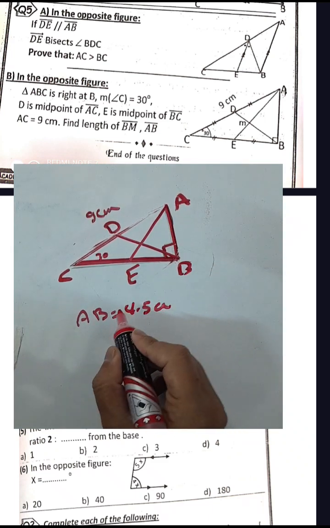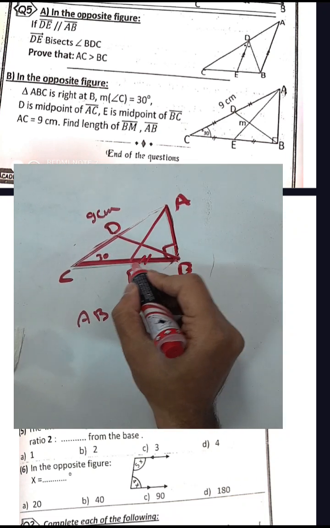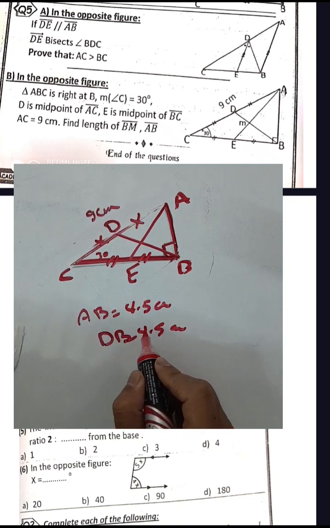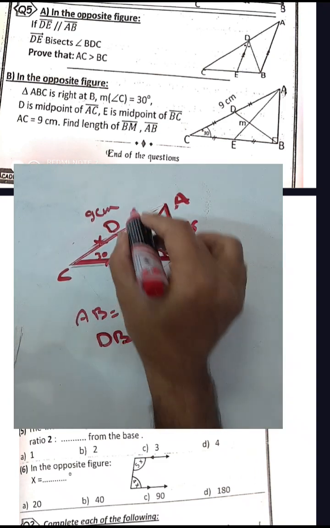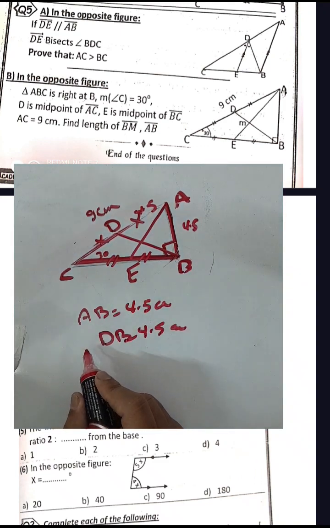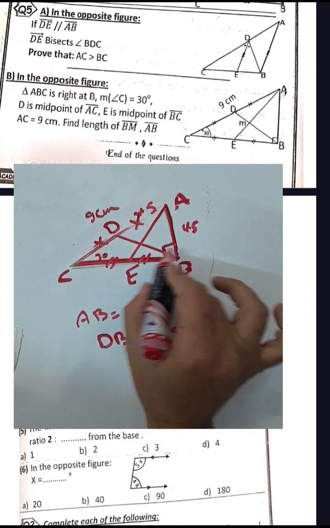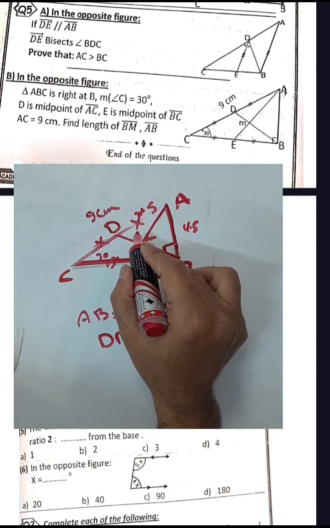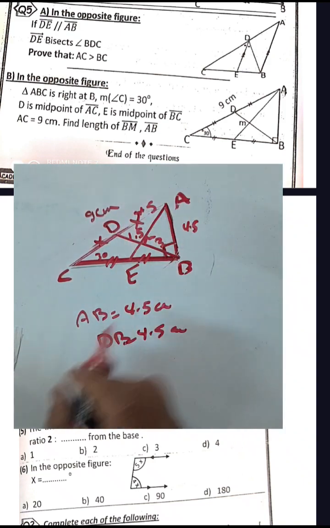This side length is 4.5, and he tells us it is equal to the middle, and here the middle. Then BD again equals half of 9, which is 4.5 centimeters. This is 4.5, and here 4.5, and here 4.5. Then we can find the length of BM. We can divide it into 3 parts. MD equals 1.5, and here 3. So twice the base: 3 plus 1.5 equals 4.5.